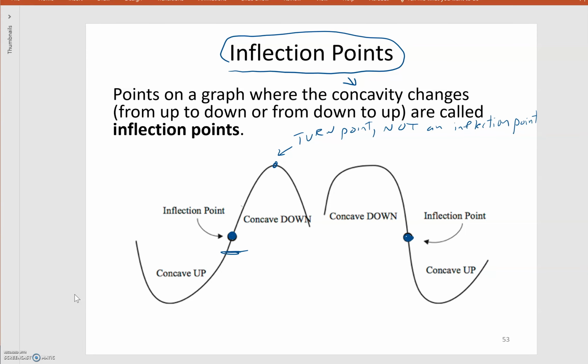Okay, so to recap, we have inflection points that are keyed to concavity, and turning points are keyed to increasing, decreasing, and constant behavior. And that wraps up section 2.2.